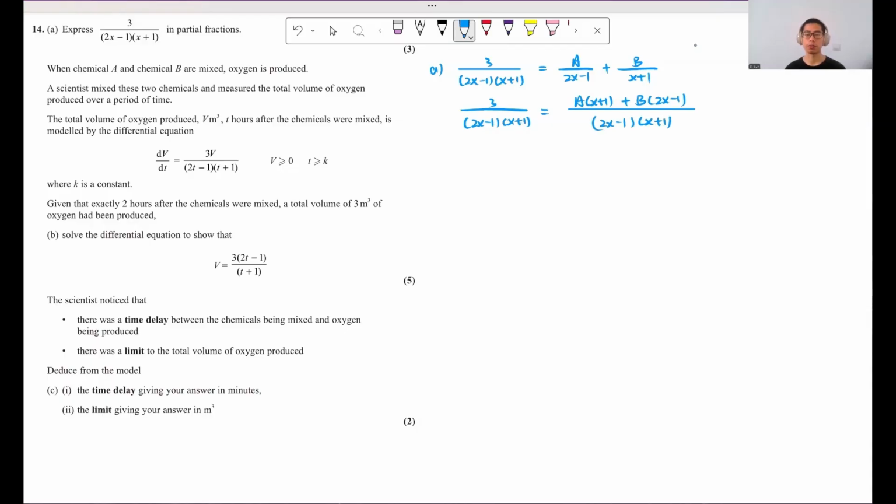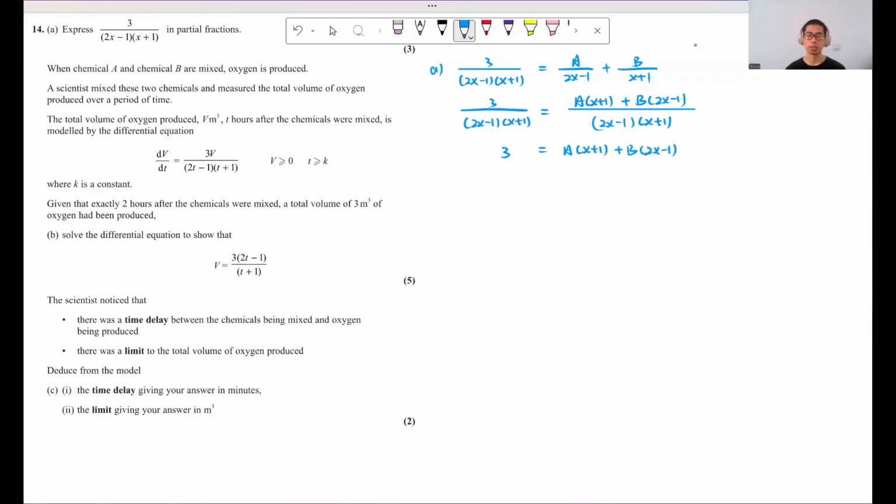So I just times the first fraction by (x plus 1) for both top and bottom to make the denominator (2x minus 1)(x plus 1). And I times the second fraction by (2x minus 1) for both top and bottom to make the same denominator. Then add them to get this. So therefore, 3 is just equal to A times (x plus 1) plus B times (2x minus 1).